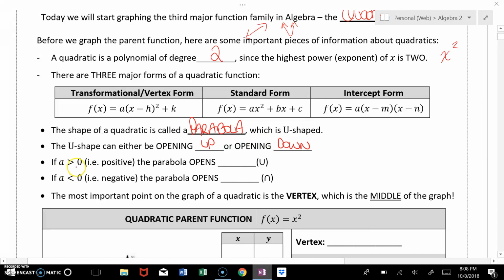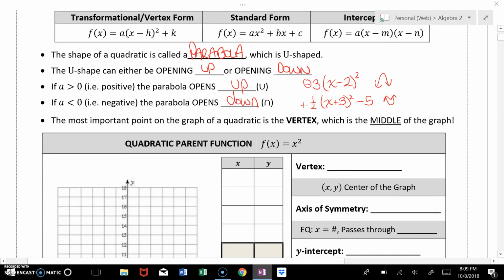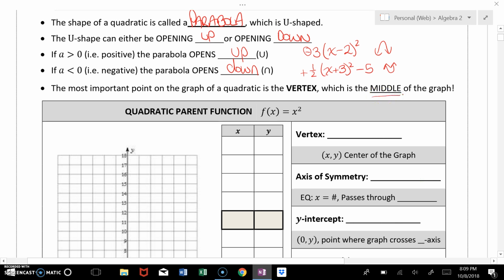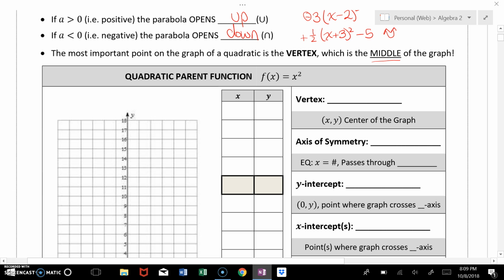If a is positive, or greater than 0, the parabola opens up. If a is less than 0, i.e. it's negative, the parabola opens down. So if we see negative 3 times the quantity x minus 2 squared, this will open down because of the negative in front of the a. And if we had 1/2 times the quantity x plus 3 all squared minus 5, this would open up because the a value is positive. Okay, the most important point on the graph of a quadratic is the vertex, which is the middle of the graph.